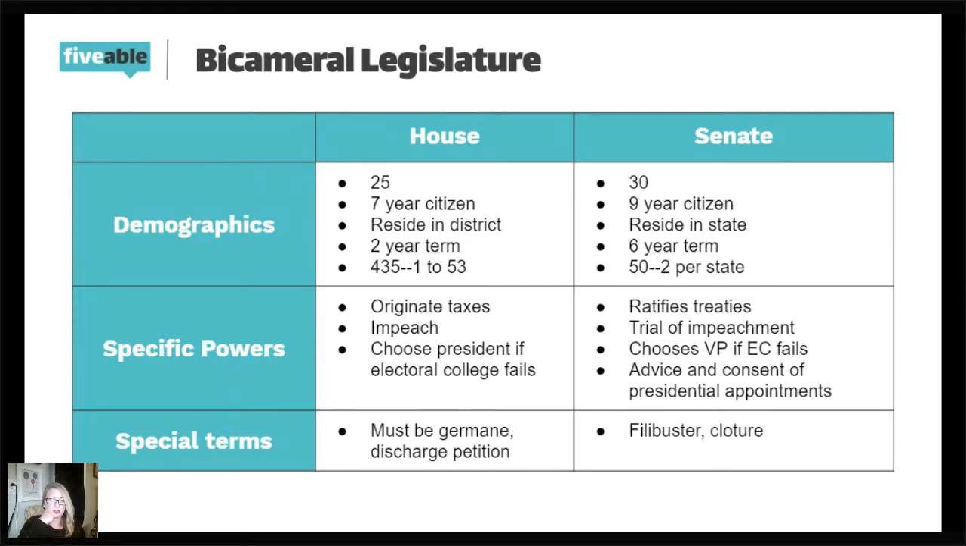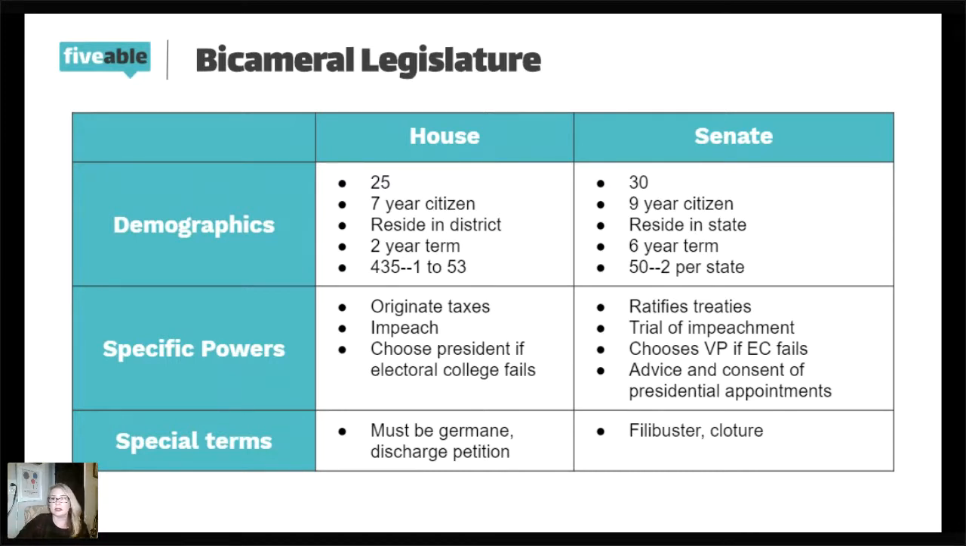In the House, discussion must be germane. So germane here, it's not like one of the Jackson 5. Germane means it is about the legislation at hand, okay? Another special term here with the House is a discharge petition. So when you want to pass a bill, it goes to committee, which we'll talk about this process in a minute. And sometimes it could sit in committee forever.